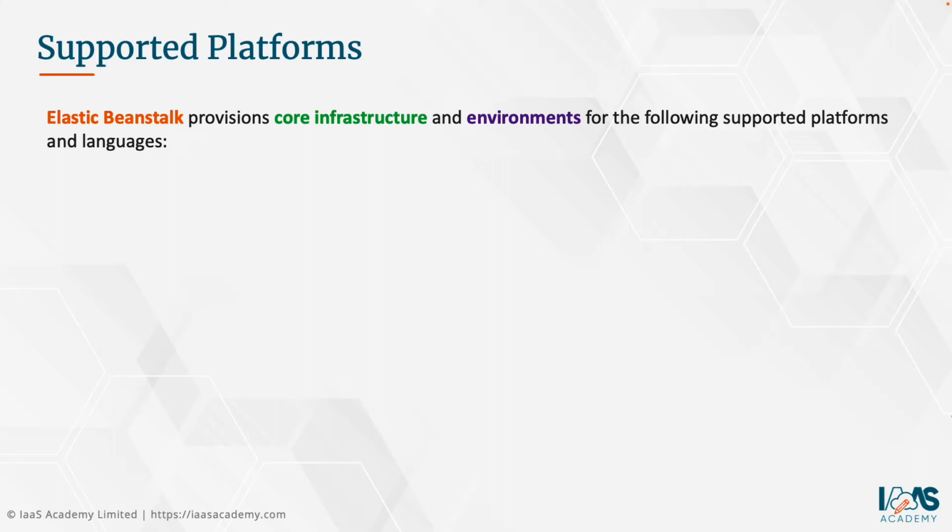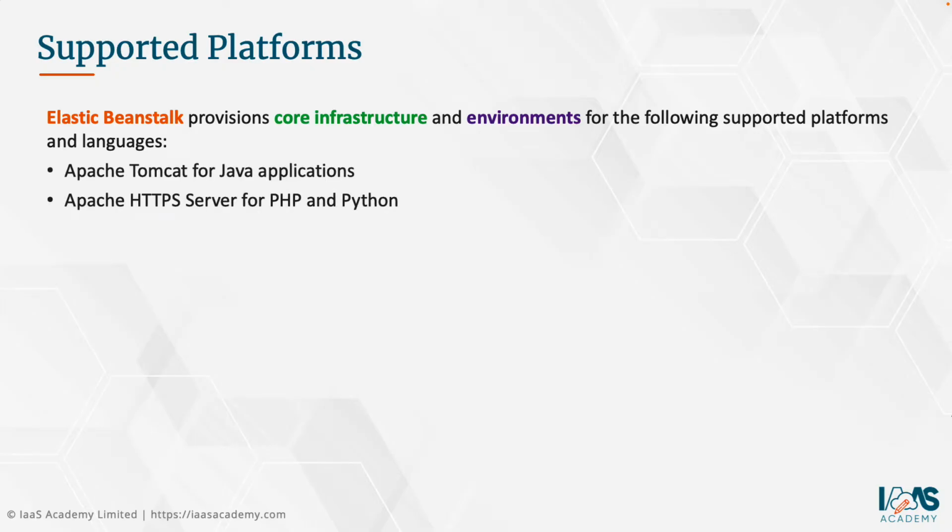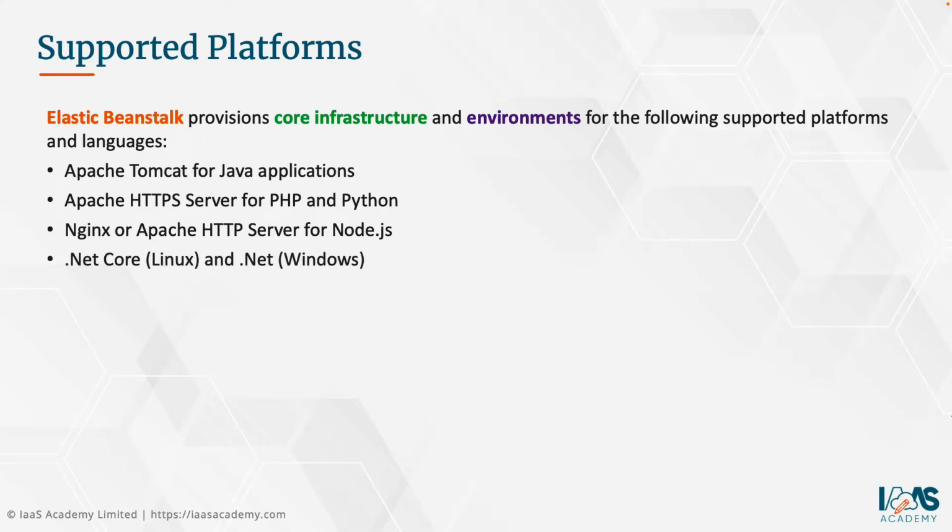So Elastic Beanstalk provisions your core infrastructure and environments for the following supported platforms and languages. And as long as your application is built in these supported languages and platforms, then you're pretty much good to go and will be able to deploy your application using Elastic Beanstalk. And these include Apache Tomcat for Java applications, Apache HTTP Server for PHP and Python, Nginx and Apache HTTP Server for Node.js, .NET Core for Linux and .NET for Windows, Go, Ruby, and a few others.